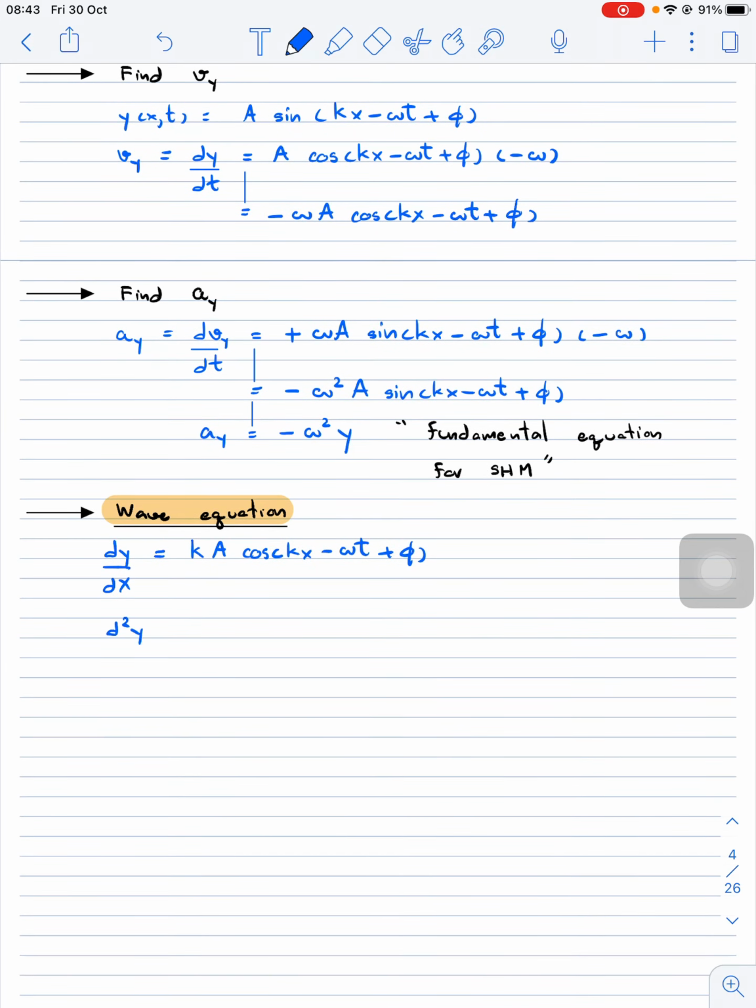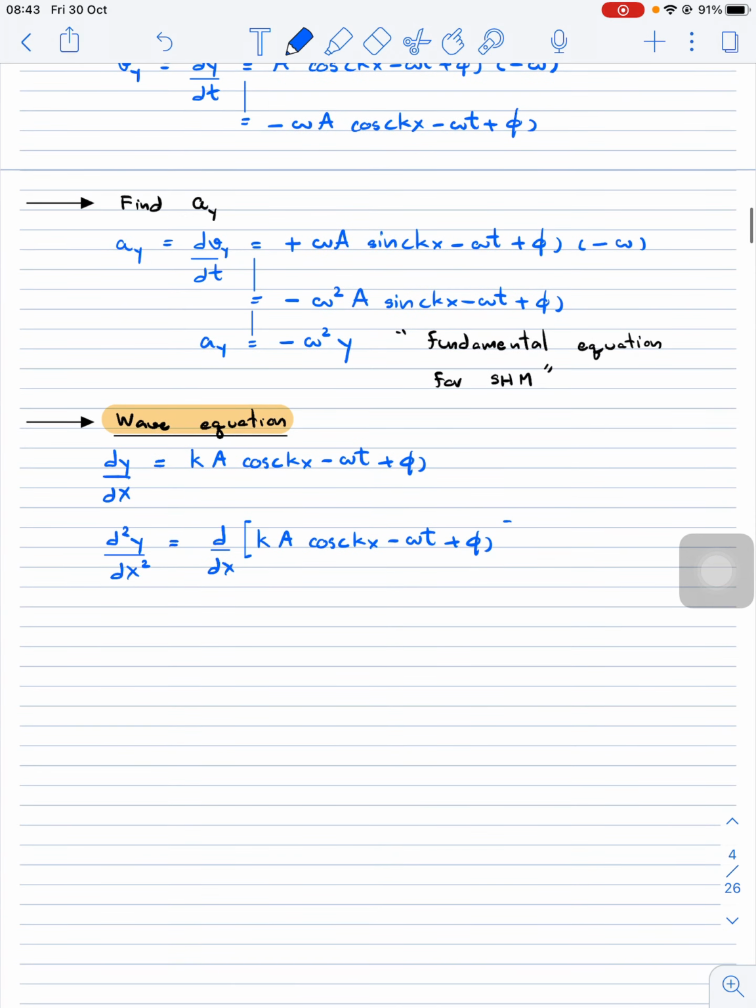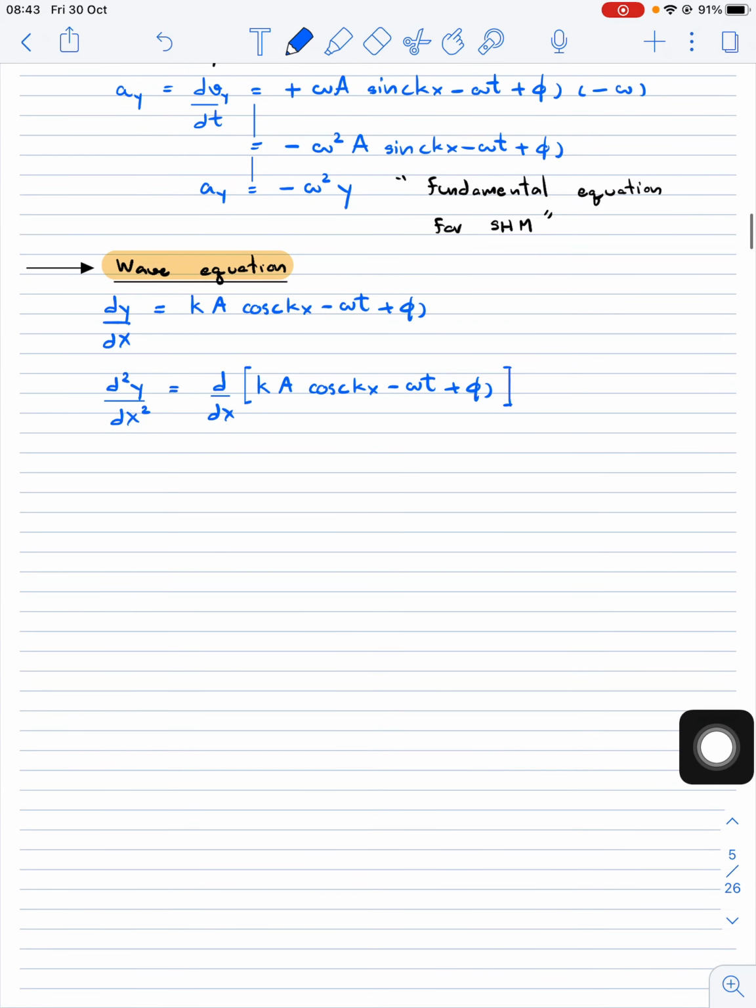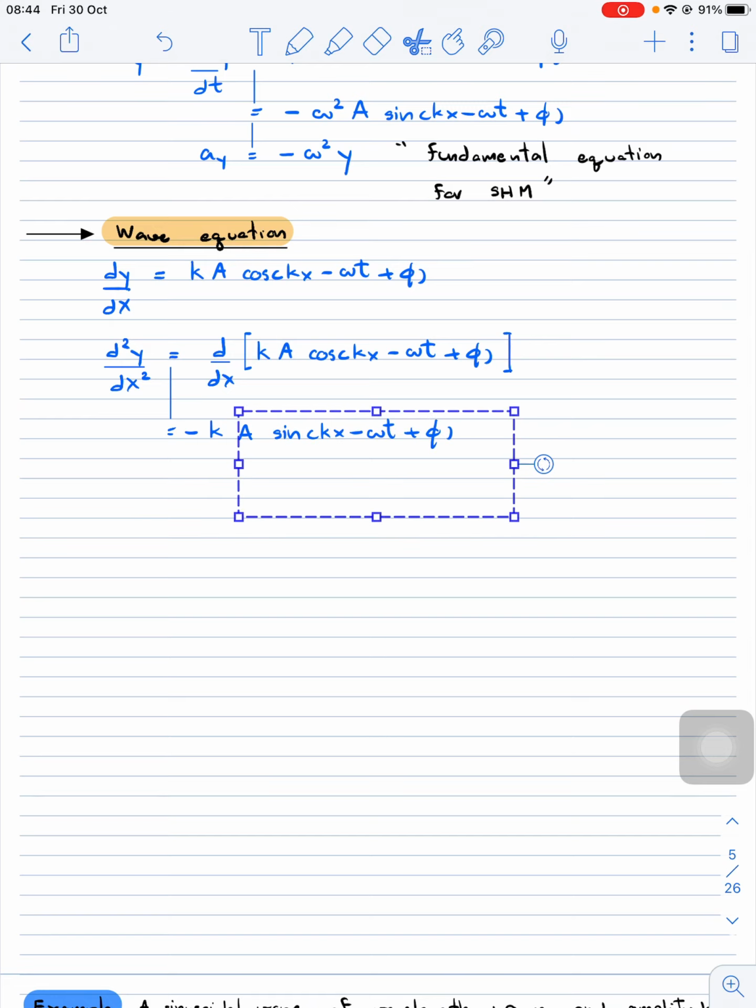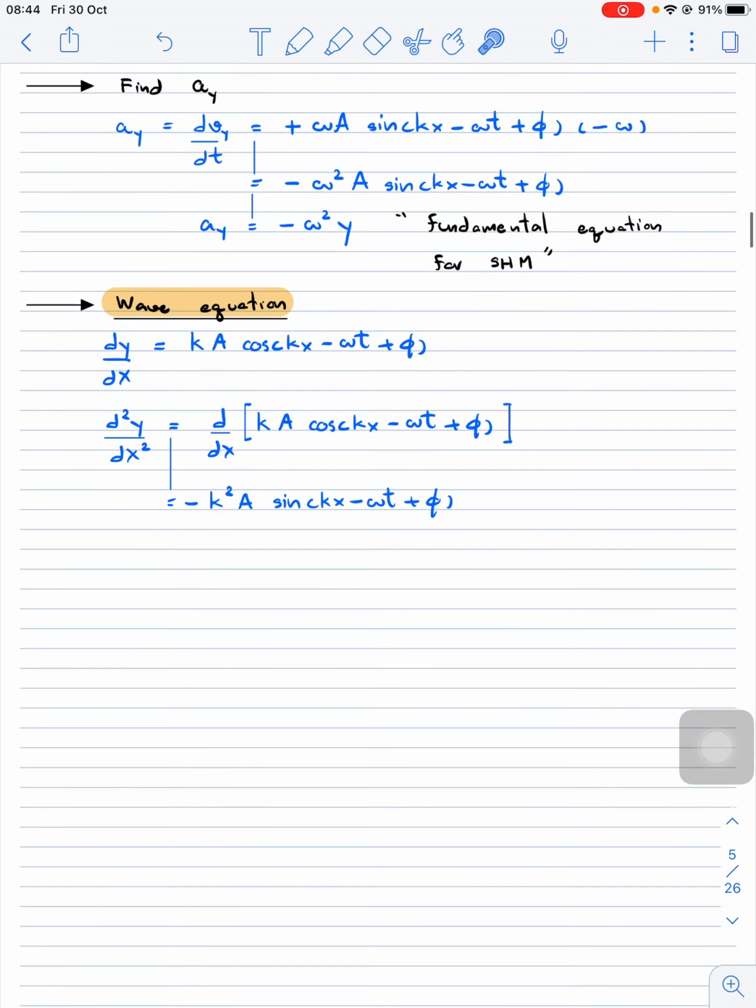And now, let's find another derivative of the dy/dx. So then it's just equal to d/dx of this. We just take the derivative of this one. Then again, equal to k times A, just constant, and the derivative of cosine is the negative sine of (kx minus omega t plus phi), and then the derivative of this argument is going to be equal to k squared.